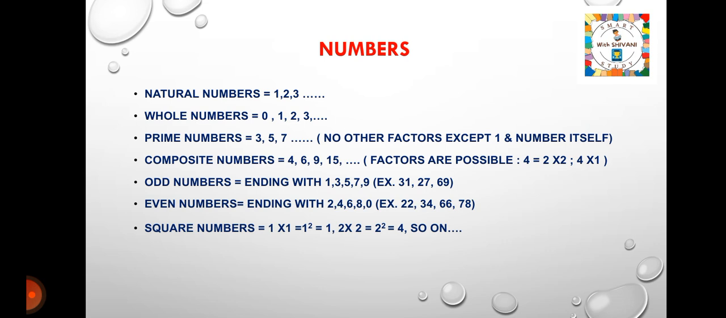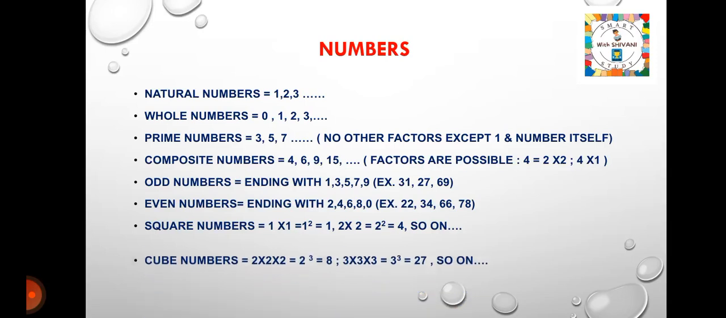Square numbers are also called special numbers, when the number is multiplied by the number itself. Like 1 times 1 is 1 square, 2 times 2 is 2 square, which is 4 and so on.